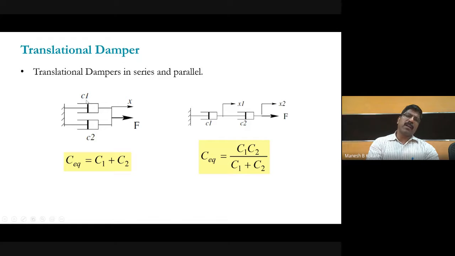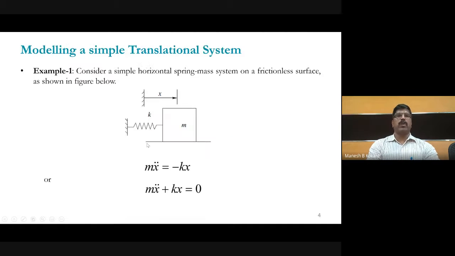Here, if they are connected in parallel, there will be addition, but in case of resistance, when connected in series, there is addition. So if dashpots are connected in parallel, the equivalent coefficient of dashpot or damper will be C1 plus C2. Similarly, if two dashpots are connected in series, the equivalent coefficient of dashpot will be C equivalent equals C1 C2 divided by C1 plus C2. You have to remember that.